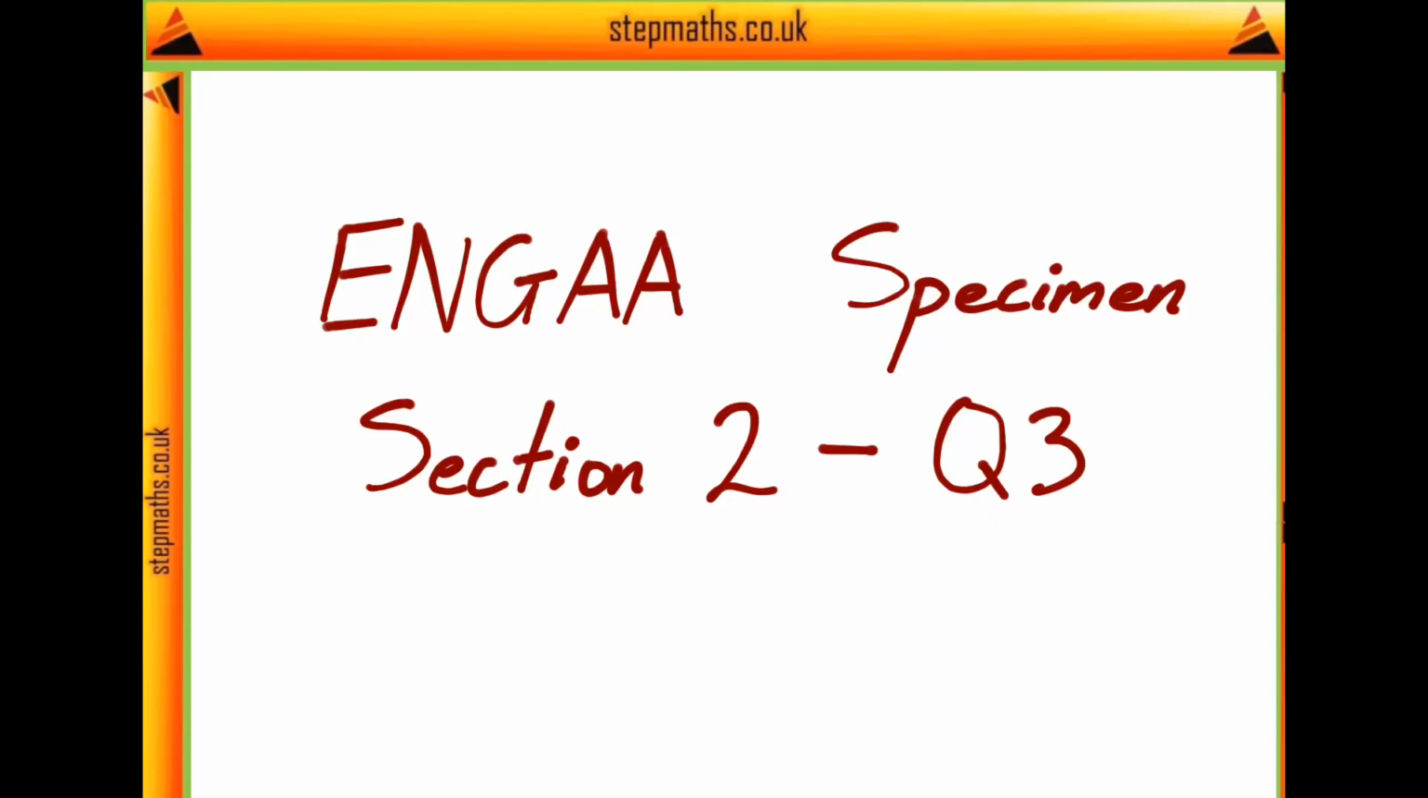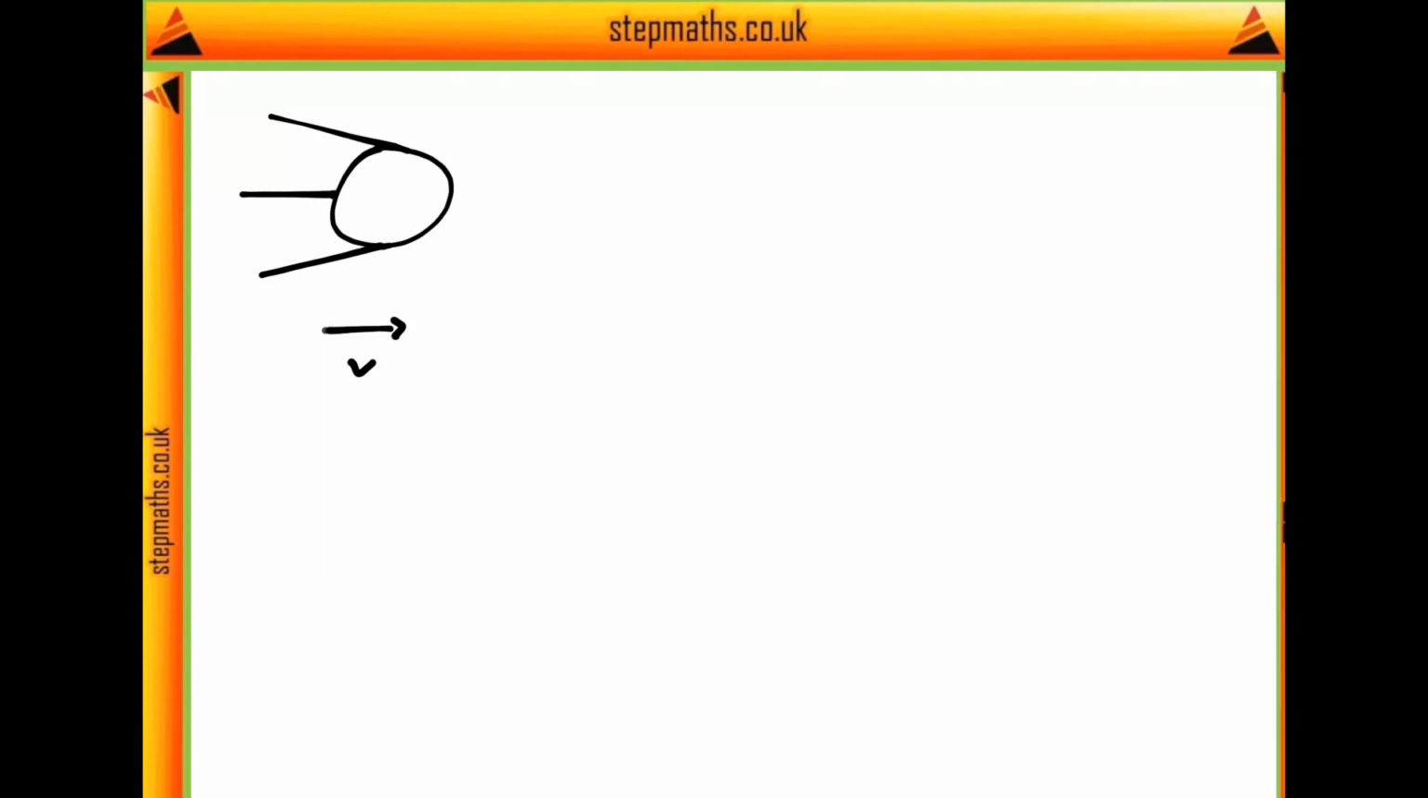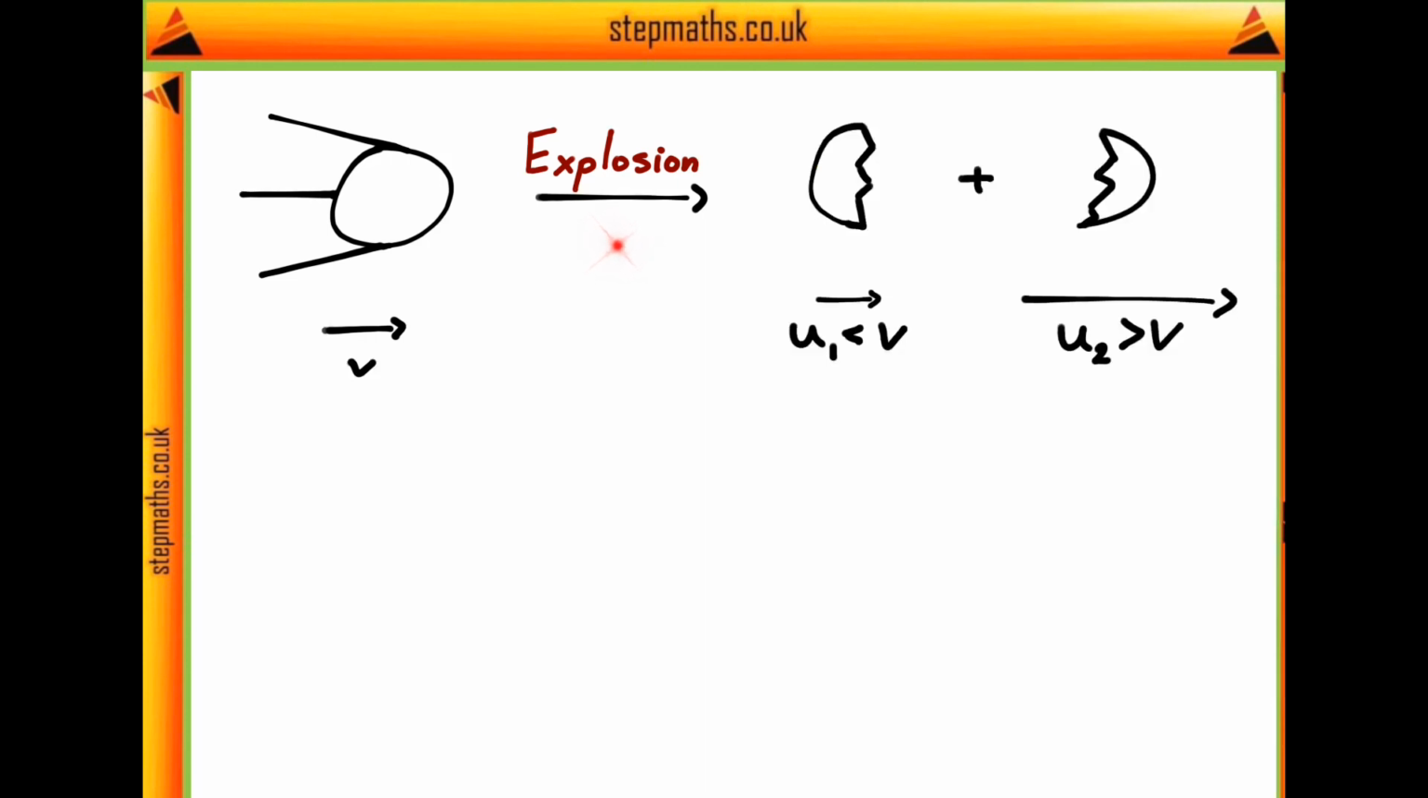Here we're going to look at question 3 from section 2 of the ENGAA specimen paper. In this question we have a probe which is moving at constant velocity v through space. Then, at a time, the fuel in the probe explodes, separating it into two different parts. The first part moves at a velocity greater than the initial velocity, still moving forwards, and the second part moves at a velocity less than the initial velocity of the probe, but still in that direction.